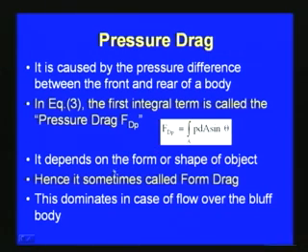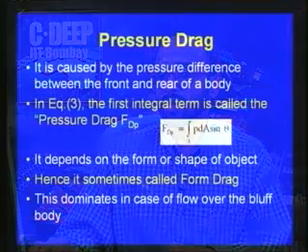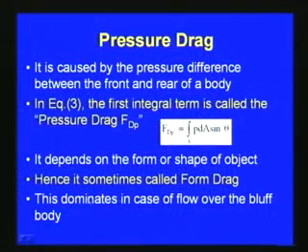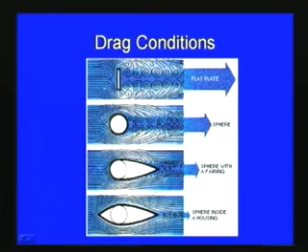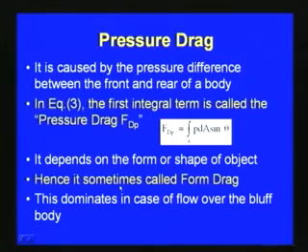This depends on the form or shape of the object, as we have already seen here. Hence sometimes we call this form drag. Depending upon the shape of the body, the drag effect is changing, and according to the shape, the drag effect will be different. In some literature, this pressure drag is also called form drag. It dominates in the case of flow over a bluff body, as you can see here. So, the pressure drag is dominating.